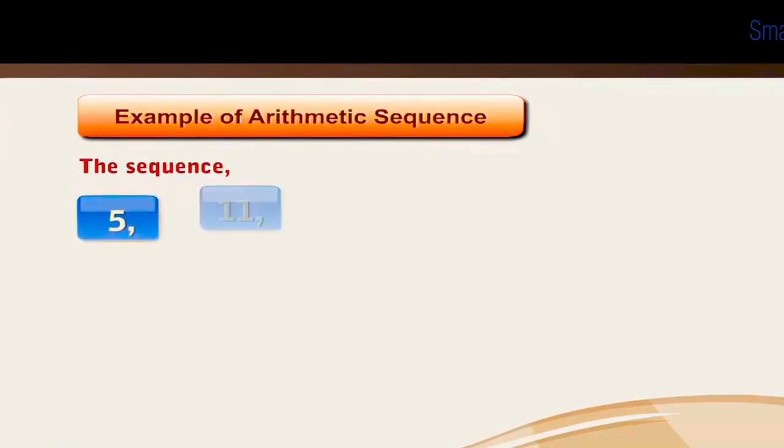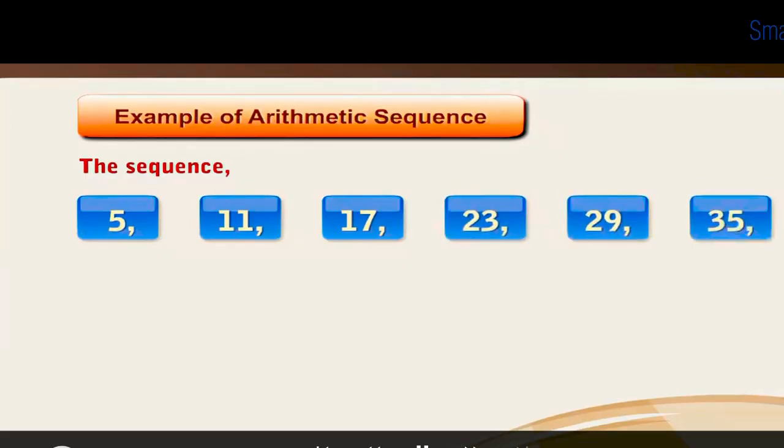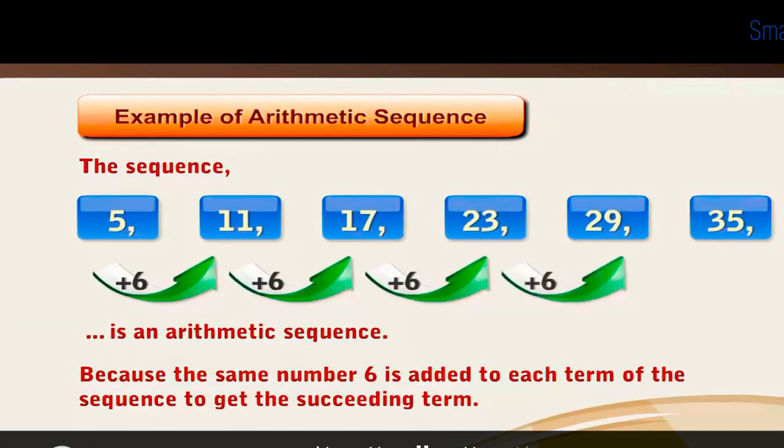Let us take an example of an arithmetic sequence. The sequence 5, 11, 17, 23, 29, 35 is an arithmetic sequence, because the same number 6 is added to each term of the sequence to get the succeeding term. This fixed number is called the common difference of the AP. Remember that the common difference can be positive, negative or 0.